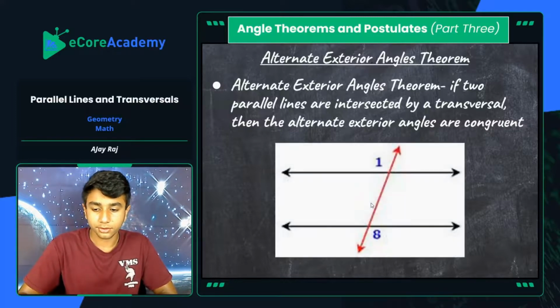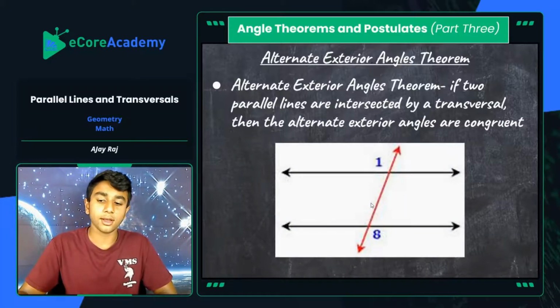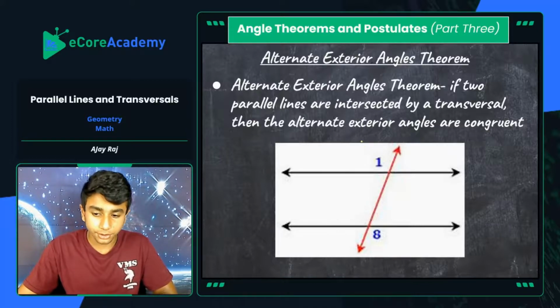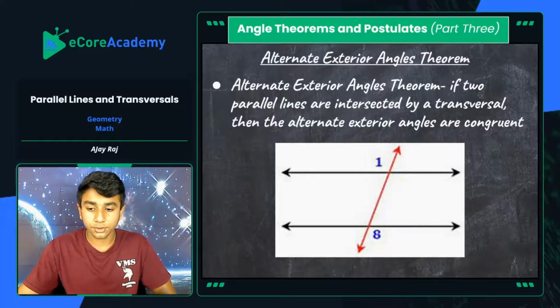So if you can identify alternate exterior angles, just like angles 1 and 8 here, we know that 1 and 8 will be congruent because they're alternate exterior angles. So just like that, 1 and 8 will also be congruent. I'll just write that here by the angles. So 1 and 8 will both be congruent.